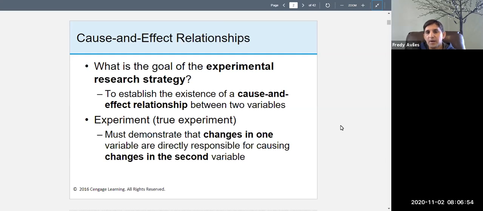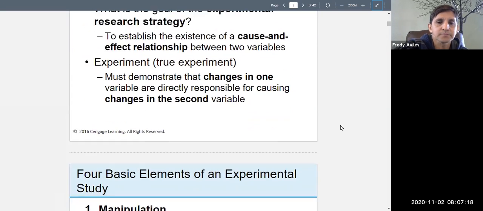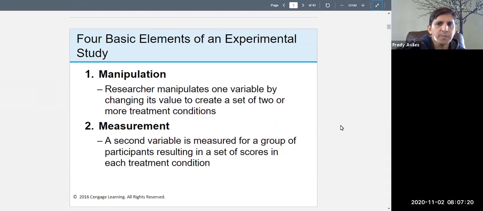A true experiment must demonstrate that changes in one variable are directly responsible for causing changes in a second variable. So for instance, changes in the amount of alcohol consumed cause changes in behavior, right? We can show that with an experiment. And we'll talk about examples like that. Let's keep going. There are four basic elements of an experiment.